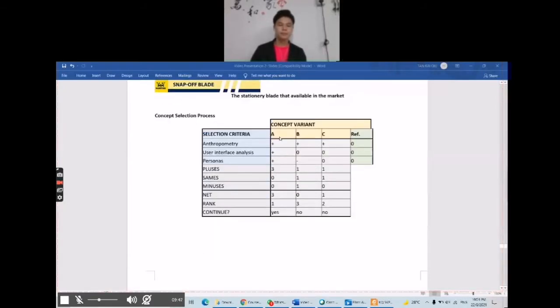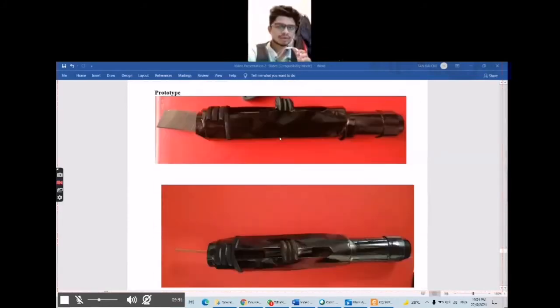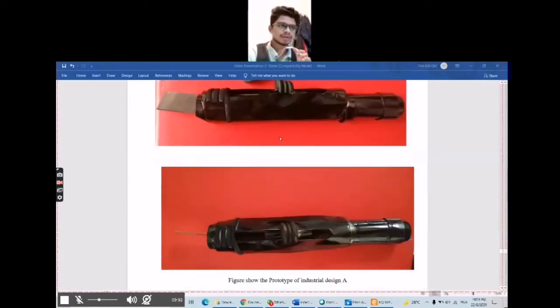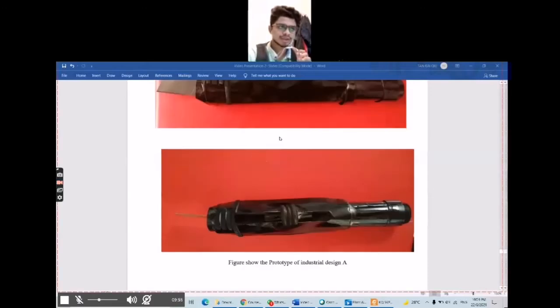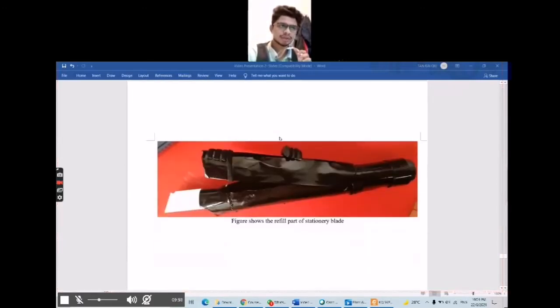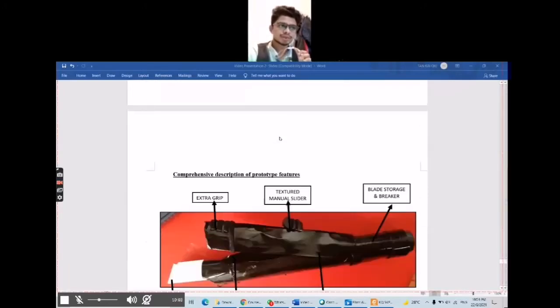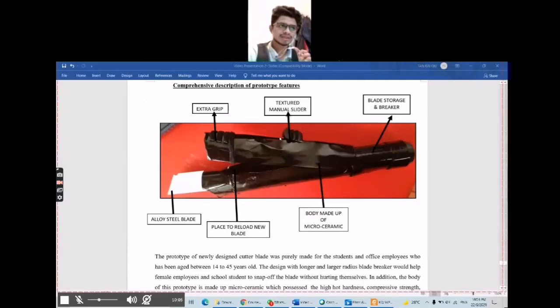Yes. This prototype of the cutter blade has been designed mainly for our targeted users. Our targeted users are students and office employees aged between 14 and 45 years old. In this prototype, a longer and larger radius has been applied to the blade breaker, so users can avoid injuries while snapping the blade.